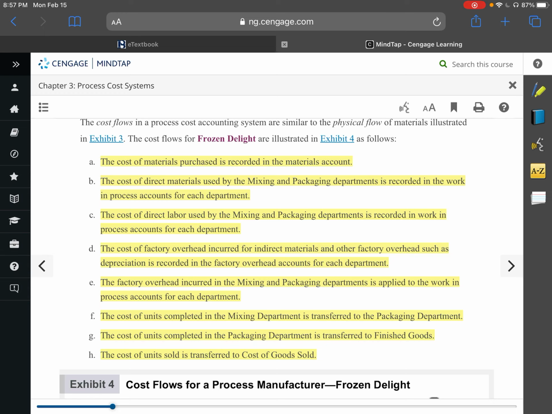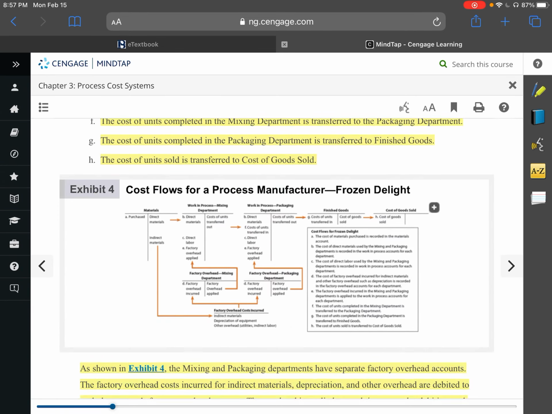And then the factory overhead is applied to each department. Then they have to figure out the cost of units that were completed. And once a unit is completed, remember that unit is transferred to finished goods. And then once a good is sold, it's transferred to cost of goods sold.